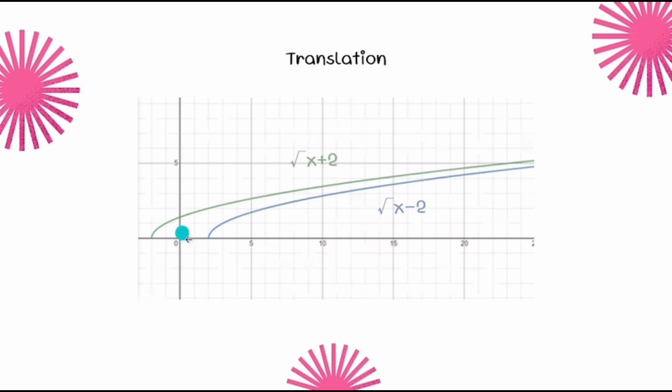This graph moves 2 units to the left because of the equation, which is square root of x plus 2. Meanwhile, this graph moves 2 units to the right. The equation for the graph is square root of x minus 2.